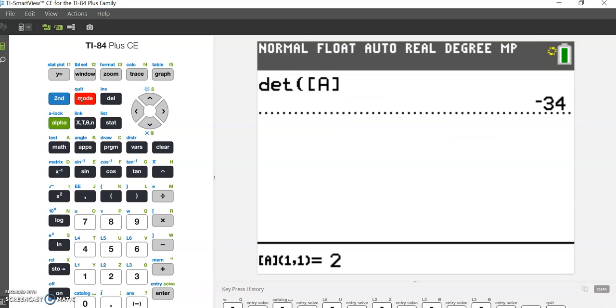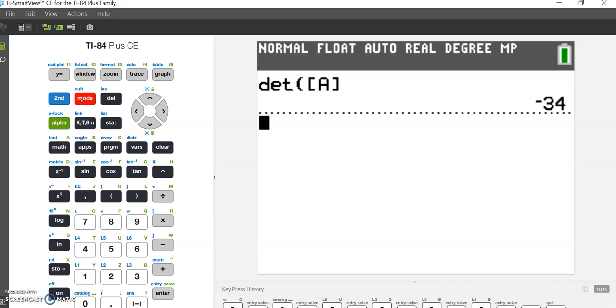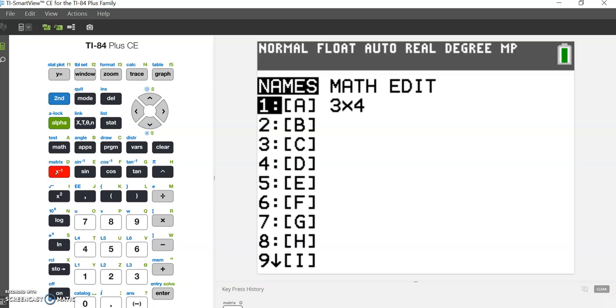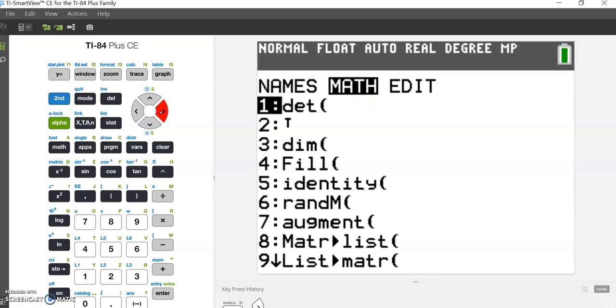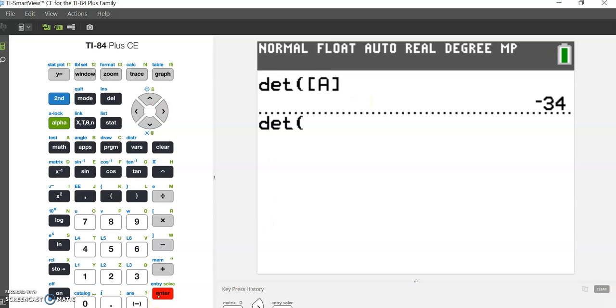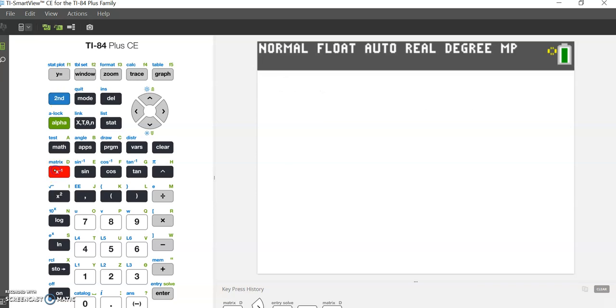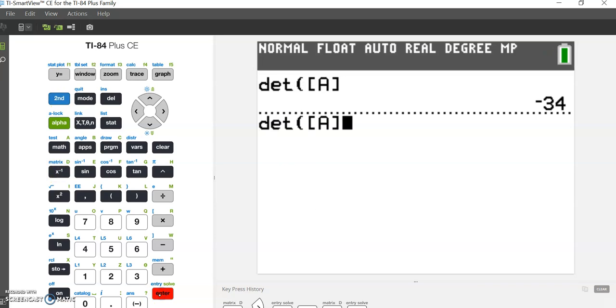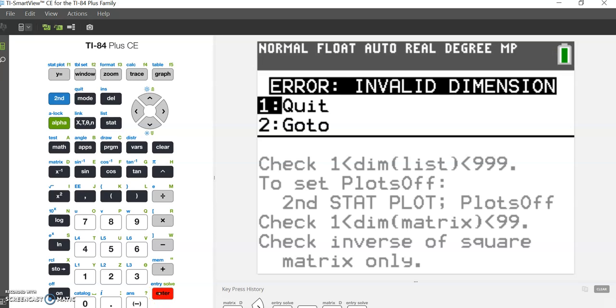I'm going to exit out. I am going to go second matrix. Here's my matrix, but I need to use the command determinant. Then go second matrix. I redefined A, so I can reuse A. I hit enter, and there's an invalid dimension. So what does that mean?